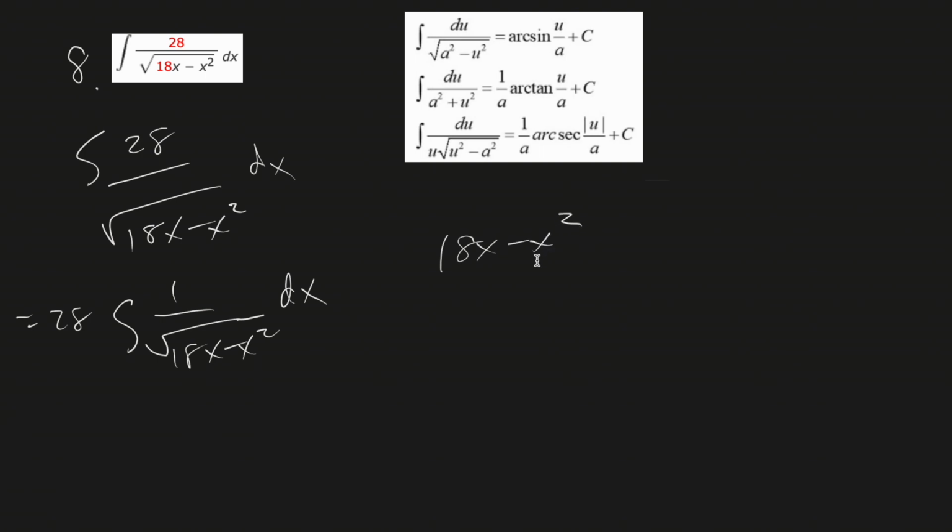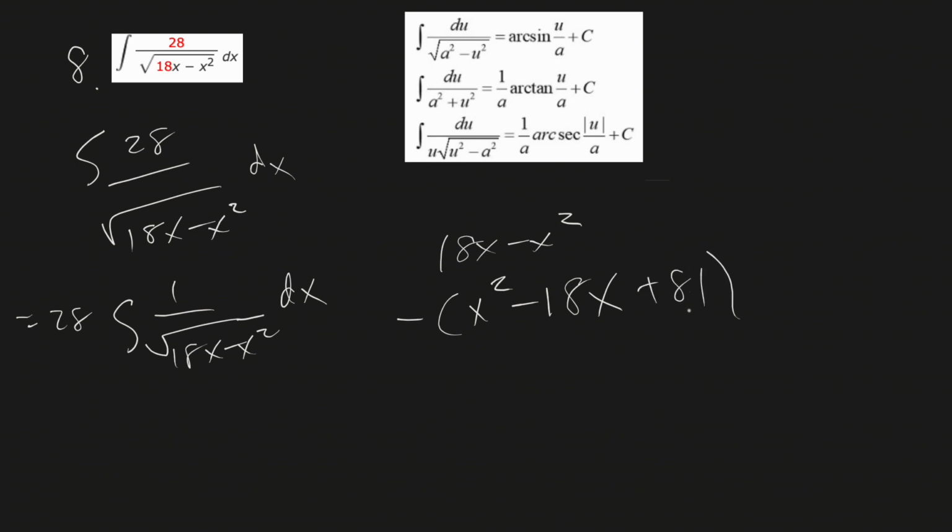First, let's factor out a -1 so that we can get this to the front and have it be positive. So x squared minus 18x. And now we want to complete the square to make this into a quadratic. To do that, we divide the b term by 2, and then square it.